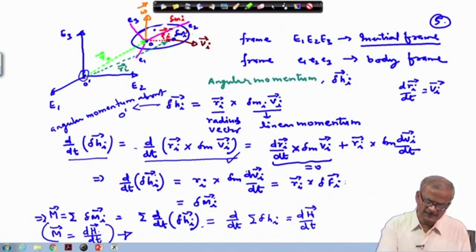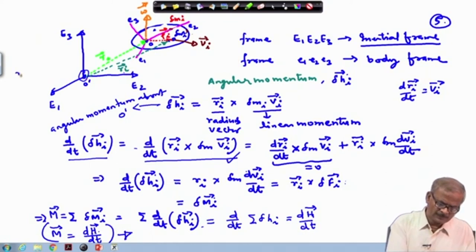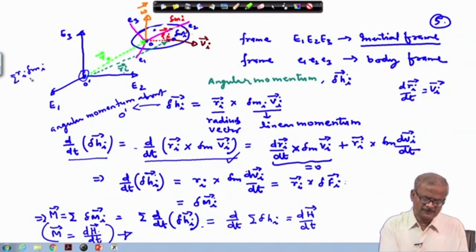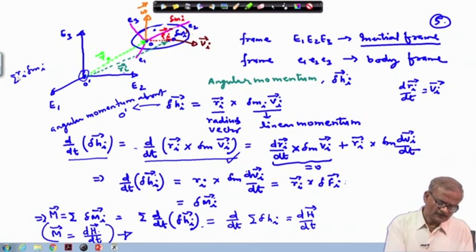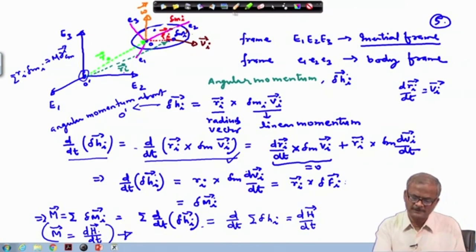So, r c m is measured from this place to this place, from here to here, because r I is measured from here. So, r I times delta m I summation will indicate m times r c m, where r c m is measured from this point. So, somewhere here your center of mass is located.